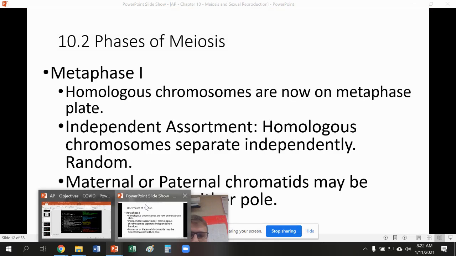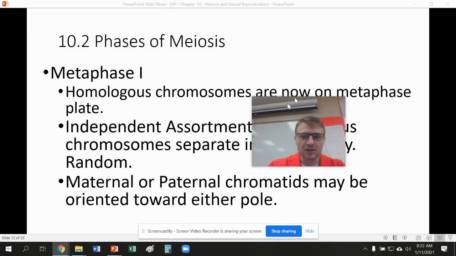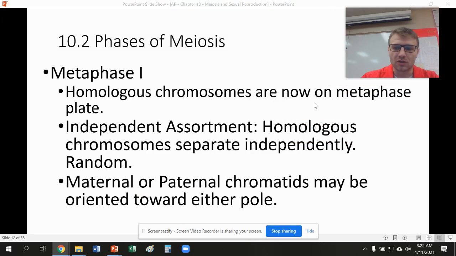So metaphase 1 is the other place where we're going to see genetic diversity, where we're going to have these homologous chromosomes on the metaphase plate. They're going to independently assort. I'm going to show you what that looks like with 3 homologous chromosomes, but understand that this is just how the chromosomes assort randomly, and it's going to put the father's and the mother's chromosomes on different sides.